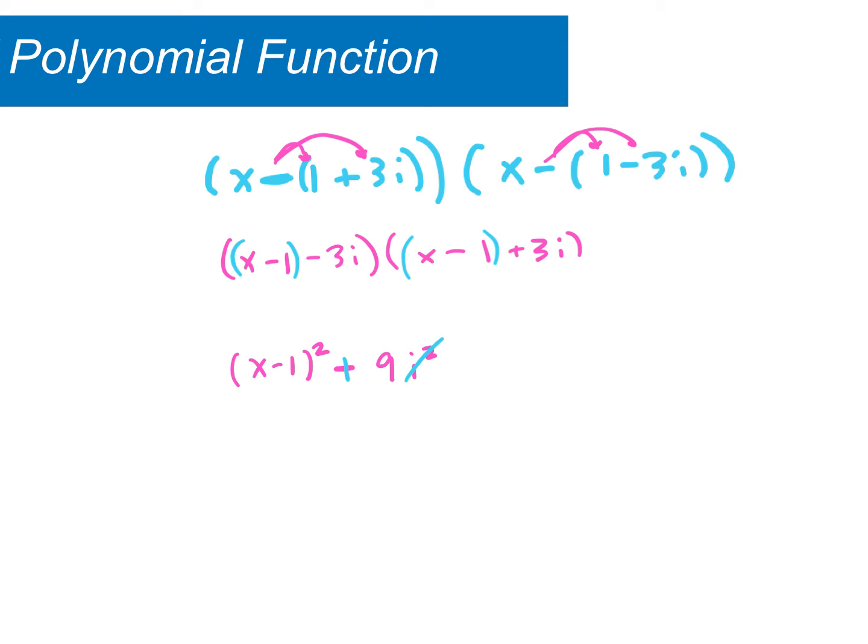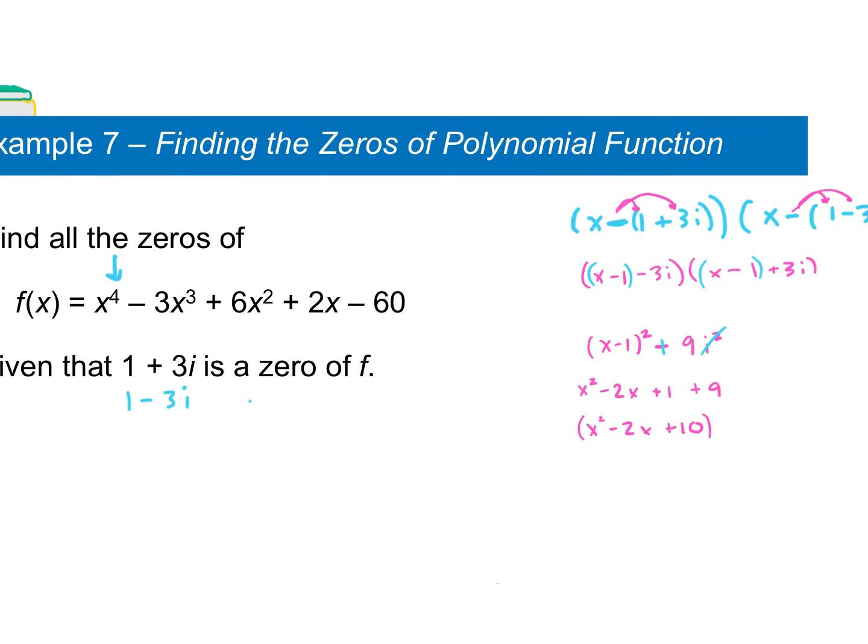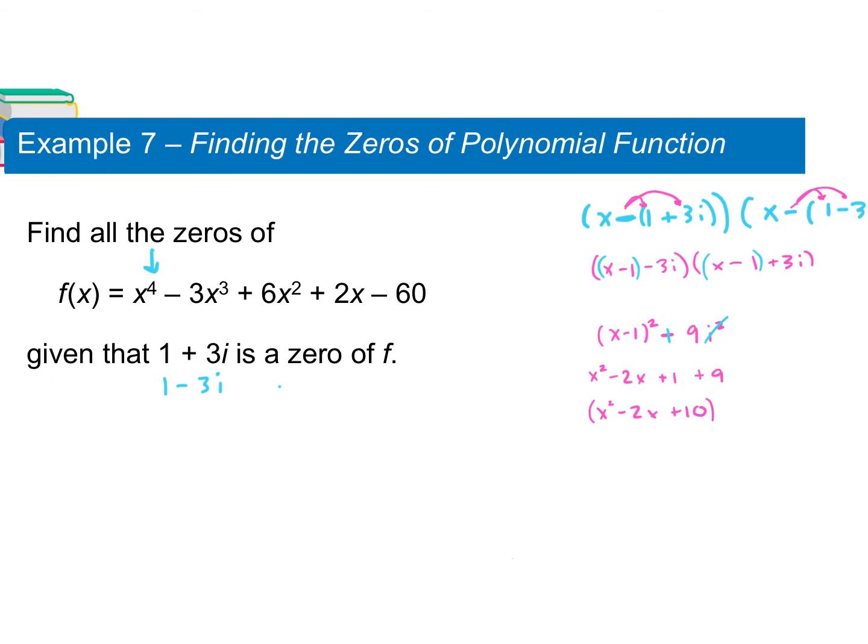So now we have to FOIL this x minus 1. So we get x squared minus 2x plus 1 plus 9. So this would be x squared minus 2x plus 10. So that's what we get from our first two zeros. We still have to find the remaining two.